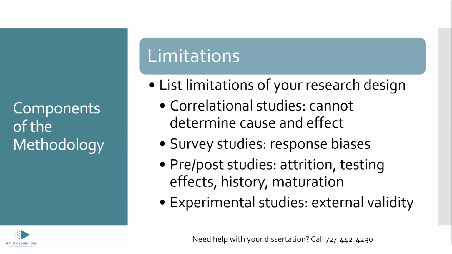For instance, for correlational studies, a primary limitation might be that you cannot determine cause and effect. In survey studies, you might have to deal with things like response biases, such as social desirability bias or selection bias. In comparative studies or longitudinal studies like pre-test, post-test studies, you may have to deal with limitations such as attrition, testing effects, history, or maturation.